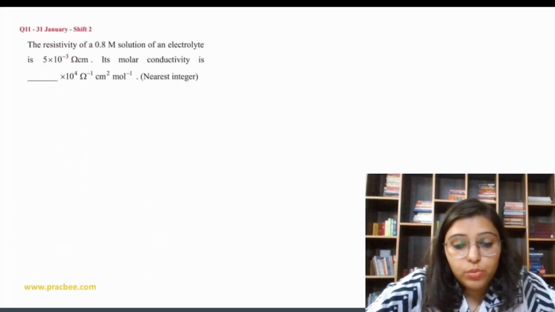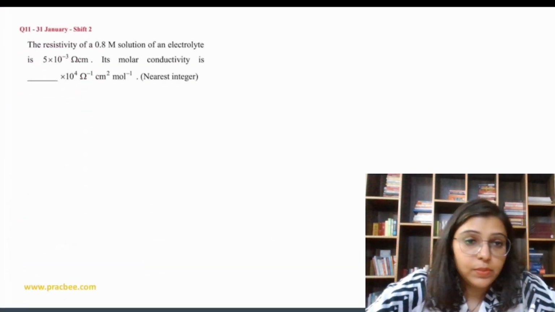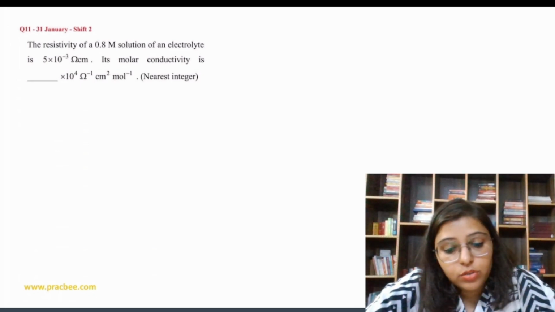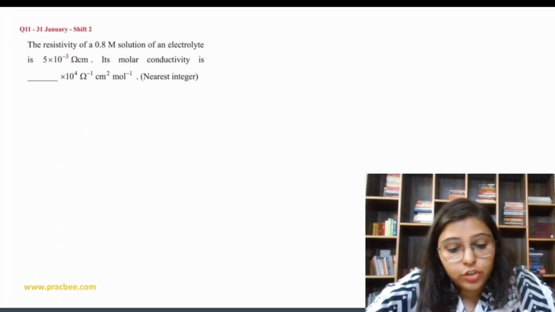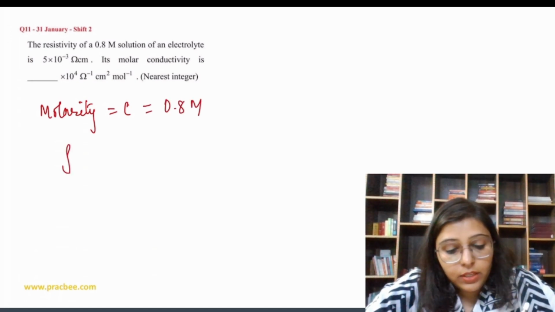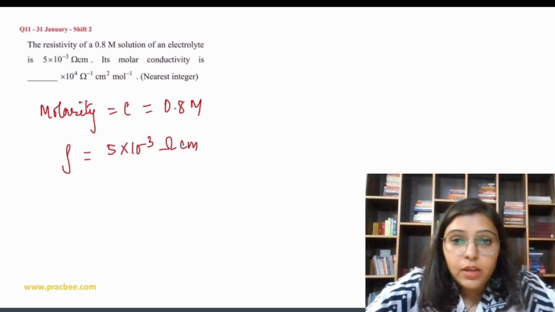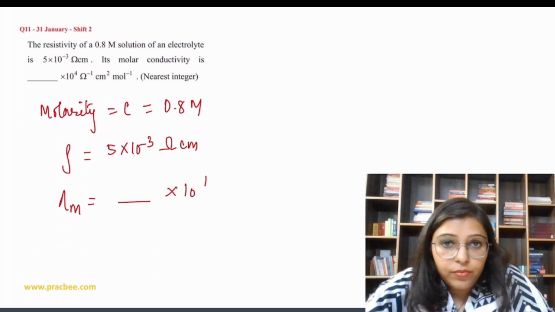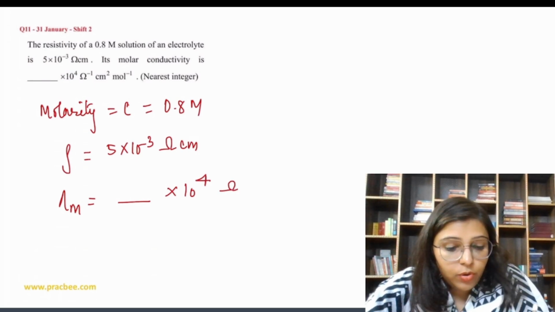Now let's do the next question. That is based upon conductance. The resistivity of a 0.8 molar solution of an electrolyte, so concentration, that is molarity, is 0.8 molar, and resistivity rho is 5 into 10 to the power minus 3 ohm centimeter. We have to find the molar conductivity in terms of 10 to the power 4 ohm inverse centimeter square mole inverse.